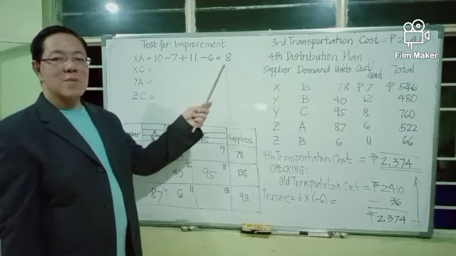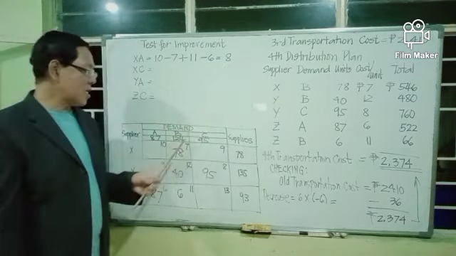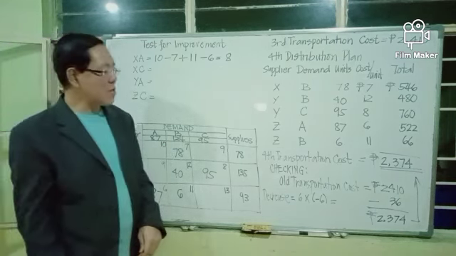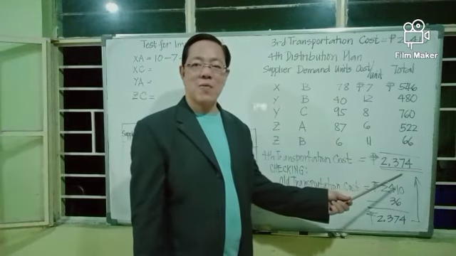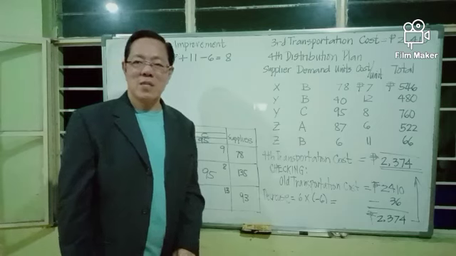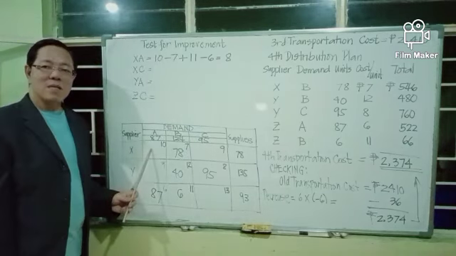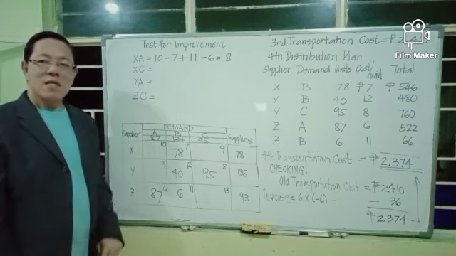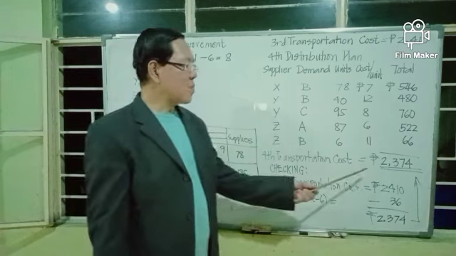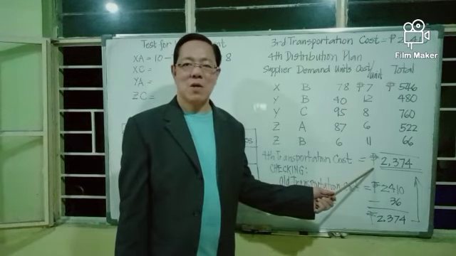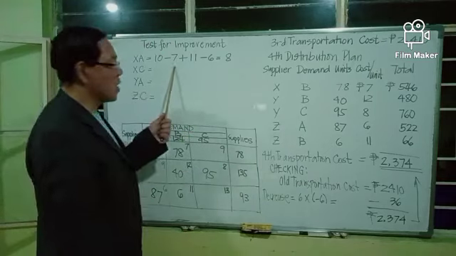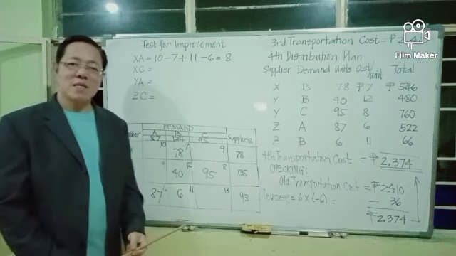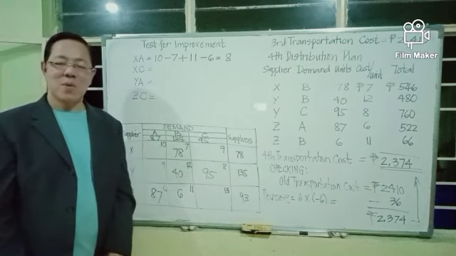This positive net cell cost of 8 means that if you transfer some units to the vacant cell XA, the transportation cost of 2,374 will increase. Thus, we will not transfer any units to the vacant cell XA. If you get all positive net cell costs for all the vacant cells, that means that you have obtained the minimum total transportation cost. But if we get at least one negative net cell cost in this test for improvement, that means that there is still a fifth transportation table.